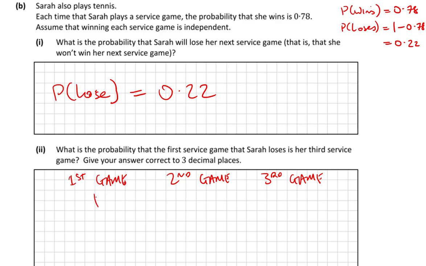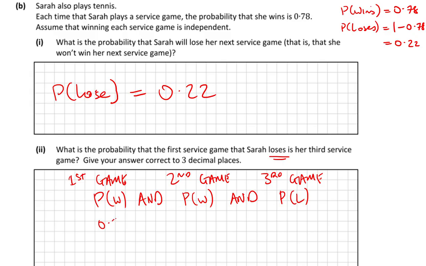Right? We need her to lose on her third game. So that's probability of L, or no, maybe I'll leave it as L. So we want her to win her first service game, and we want her to win her second service game. And the way we say this: the probability she wins her first game, and the probability that she wins her second game, and the probability that she loses her third service game.